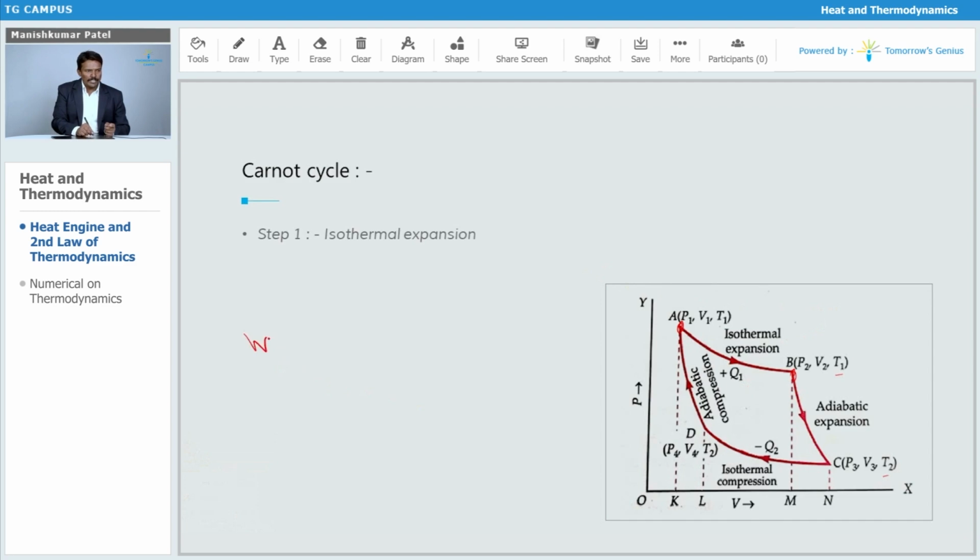In this case, we can even write down the work done, which we know is nRT log to the base e of V2 upon V1. That was nothing but the value for your step 1, the work done in the isothermal expansion.